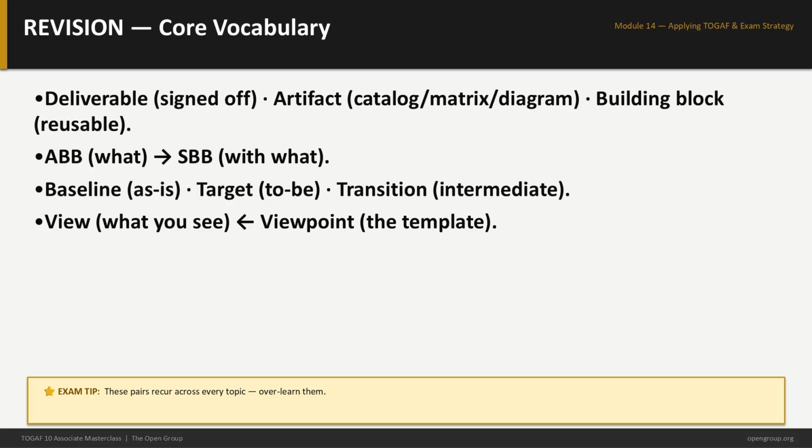These pairs don't stay in their home modules, they reappear across the whole framework and across the whole exam. So, overlearn them. When you can rattle off both halves of each pair instantly, a huge number of questions become straightforward.